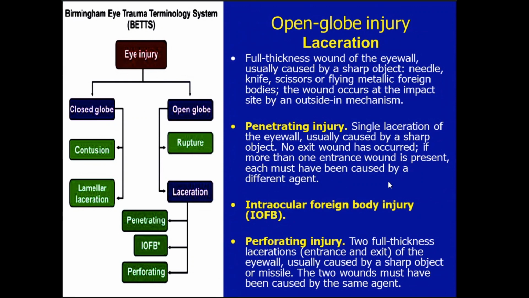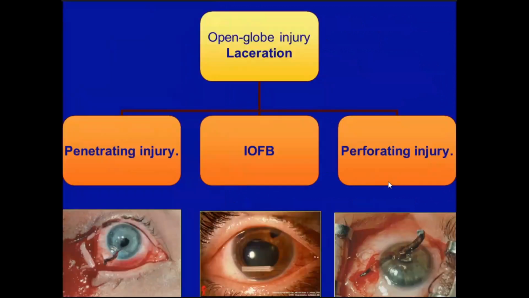When we find an intraocular foreign body, it's of course an open globe injury. And perforating injury, when we see two full thickness lacerations, we see entrance and exit. Okay, on this picture you see examples. Penetrating injury, just one full thickness wound. Intraocular foreign body and perforating injuries. You can see entrance and exit.